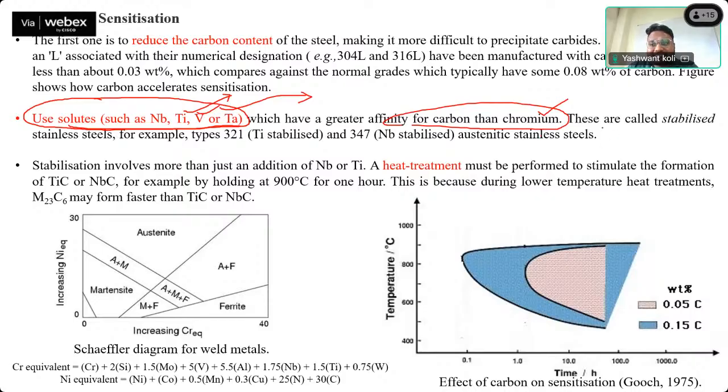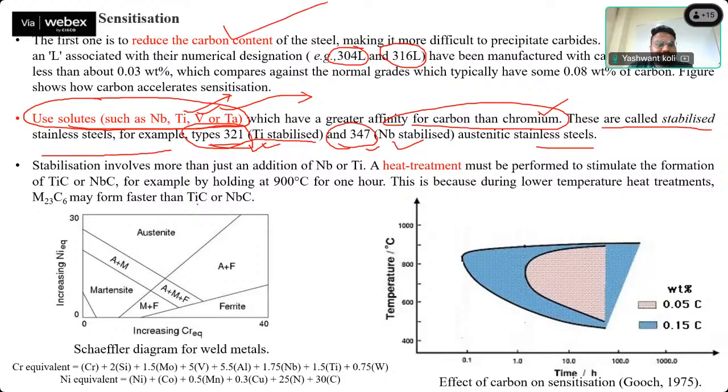There are stabilized materials also available in the market. Stabilized stainless steel, that is 321, you can see in the market, that is titanium stabilized. They have used titanium solute, so that you can use it directly to reduce sensitization. And 347 also you can use, that is niobium stabilized austenitic stainless steel. These you can use directly for the fabrication of the wall. Or otherwise you can use 304L and 316L, where the L part of the component means reduced carbon content.